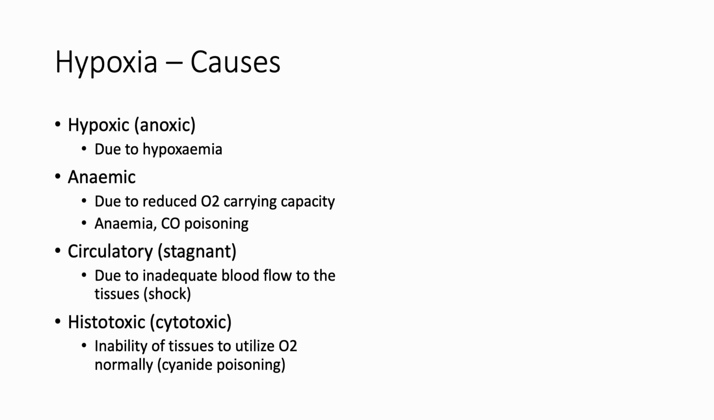So as we know, there are four types of hypoxia. There's hypoxic hypoxia, which is a silly name, but basically means hypoxia due to hypoxemia. There's anemic hypoxia due to a reduced oxygen carrying capacity. There's circulatory hypoxia due to failure of delivery of the oxygen to the tissues. And there's histotoxic hypoxia, where the tissues are unable to use the oxygen.